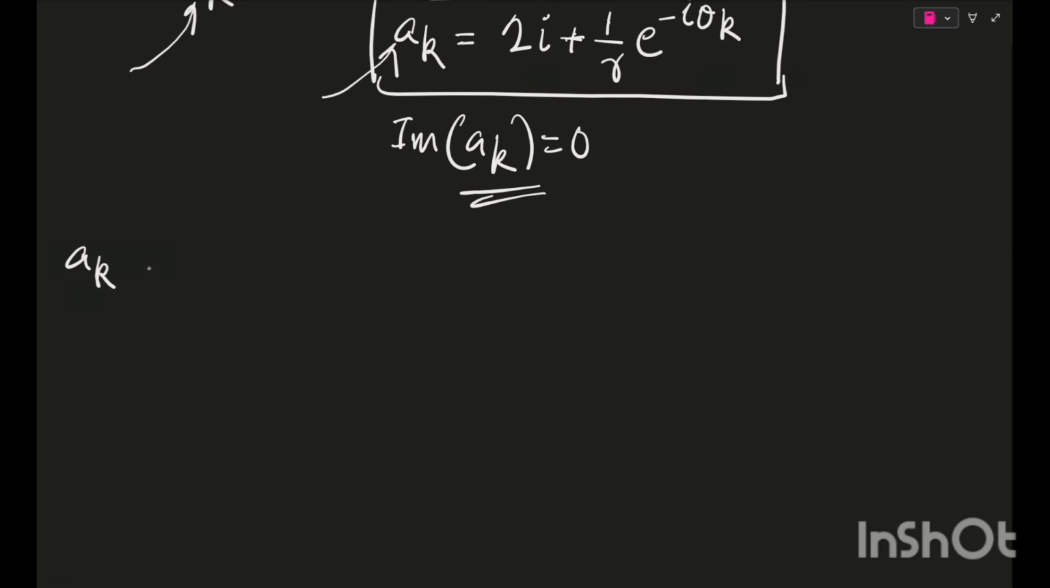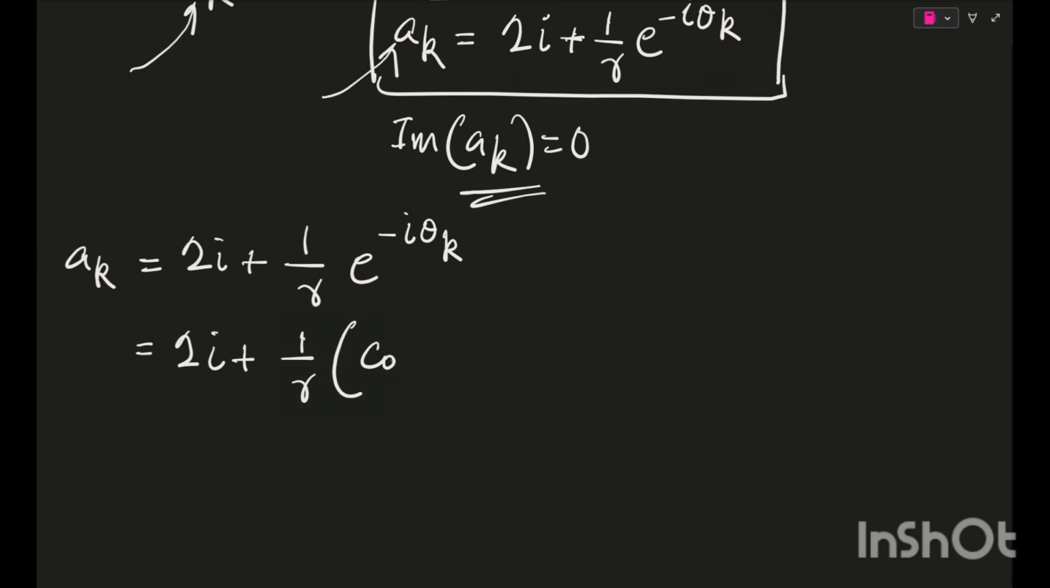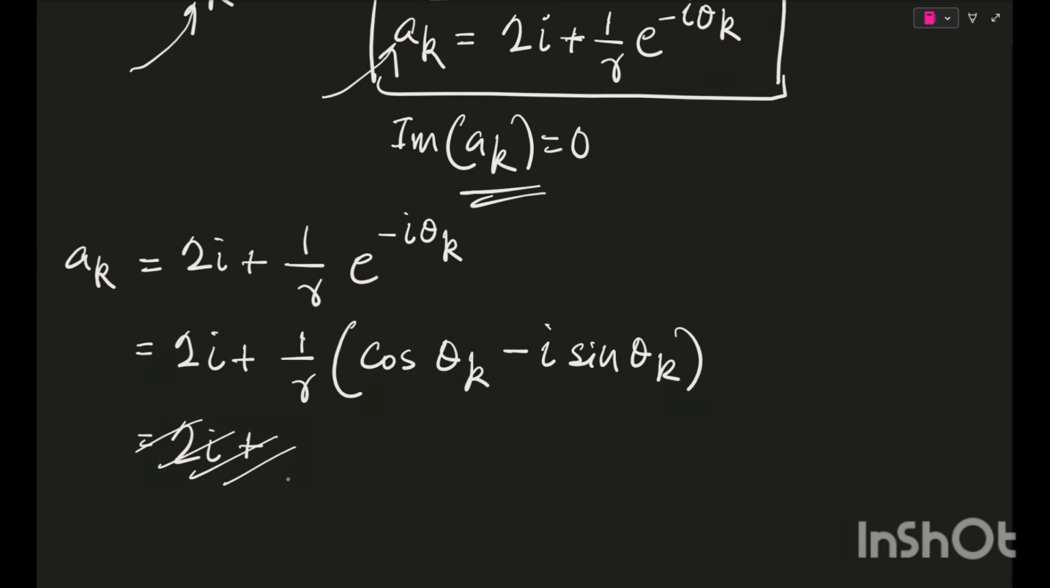So a_k is (2i + 1/r) e^(-iθ_k). That was what we found. So I can write this in accordance with Euler's form: 2i plus 1/r times (cos(-θ_k) + i sin(-θ_k)), which is cos θ_k minus i sin θ_k. Actually, you should remember this form. Anyways, I told you. So this is 2i plus 1/r times, okay, I've already written this, right? So this is the form.